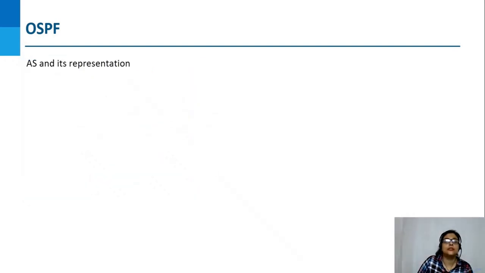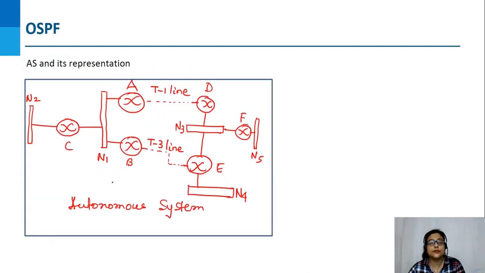Let us look at the autonomous system and its representation. So this is the representation of an autonomous system. We have the networks N1, N2, N3, N4 and N5, and there are several routers here which are interconnected. Now we can see here that router A is connected to router D, and this is a point-to-point link. Similarly, router B is connected to router E, which is also a point-to-point link. Then we have router F connected to a stub network. Router D is also connected to a stub network. Router E is also connected to a stub network.